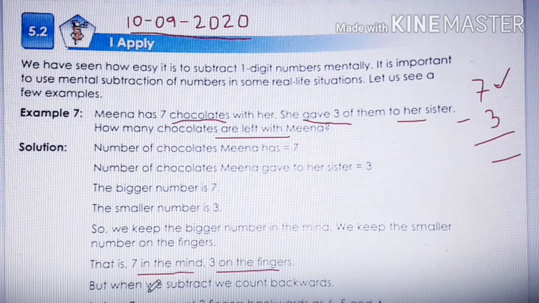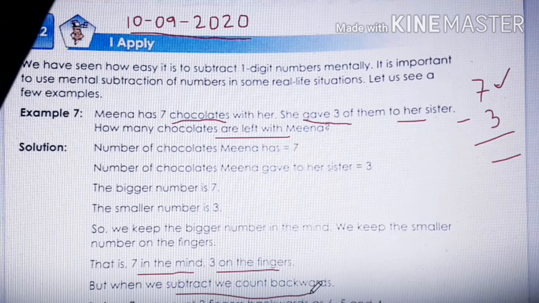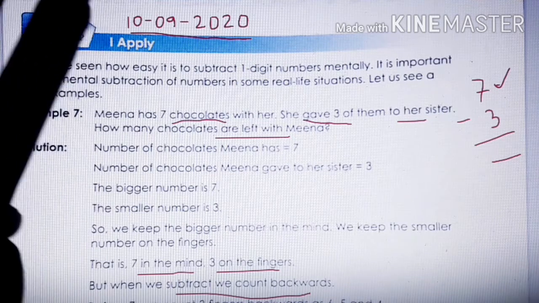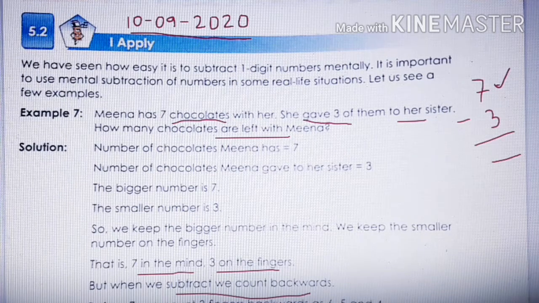Now, when we subtract, we count backwards. As I told you in our previous class also, children, that when we do subtraction, we count backward. So, how to count? We'll start from before 7, the number which is in our mind. So, before 7, what comes? 6, 5 and 4. So, 7 minus 3 is what? 4. Okay. So, how many chocolates are left with Meena? 4.